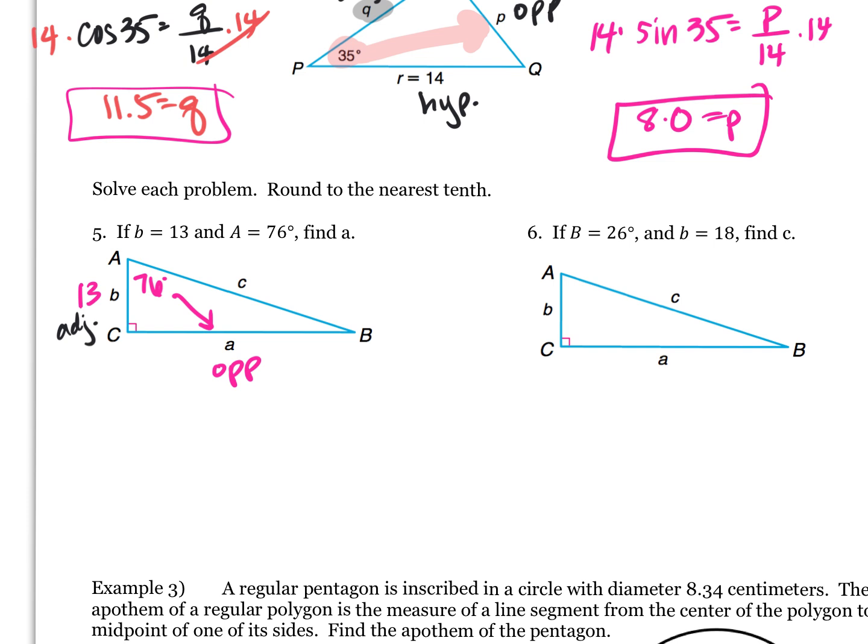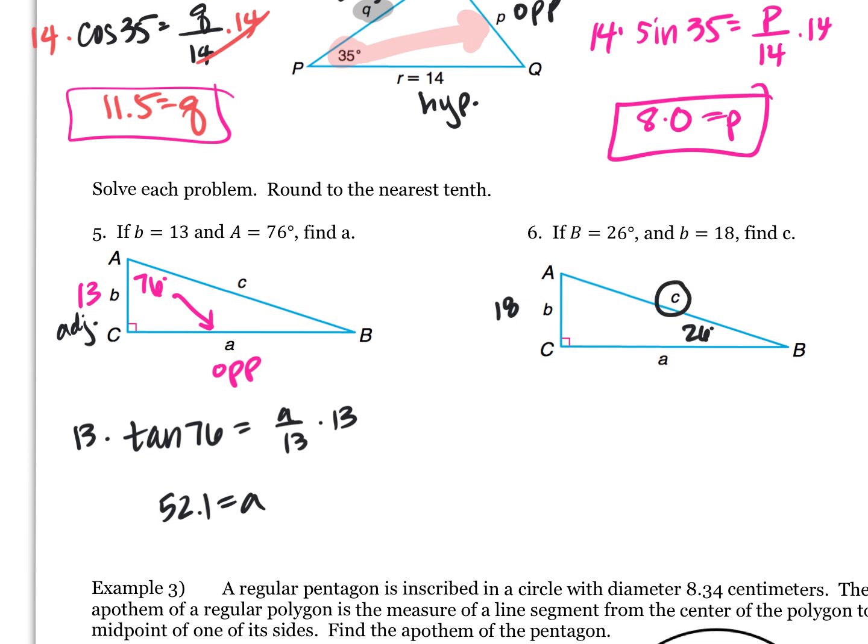So, soh, cah, or toa? Toa. Tangent of 76 equals what over what? Love it. A over 13. We got this, people. Anyone else get 52.1? Love it. What about this next one? If big B is 26 degrees, little b is 18.